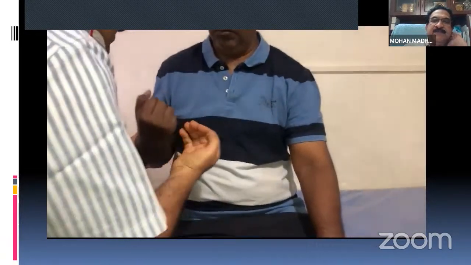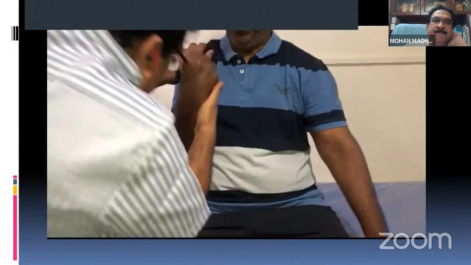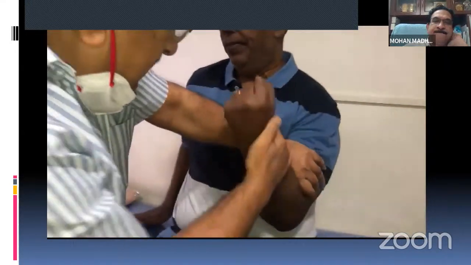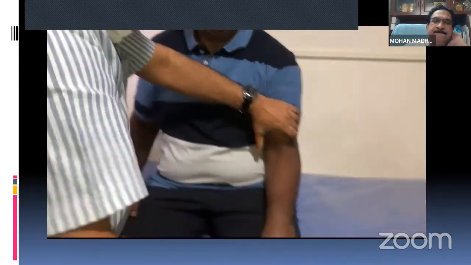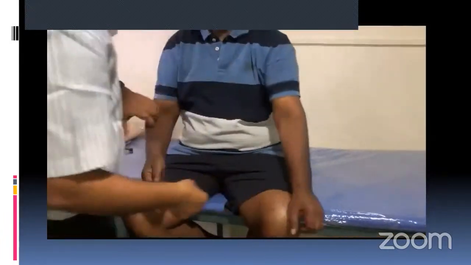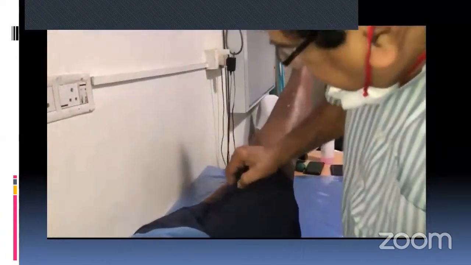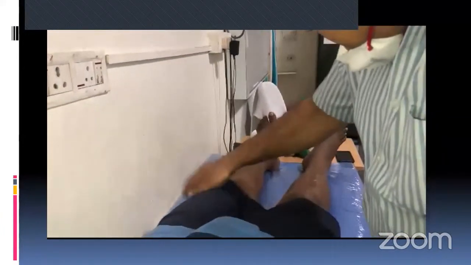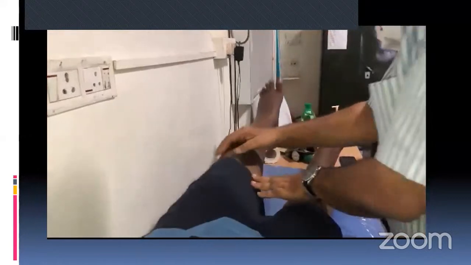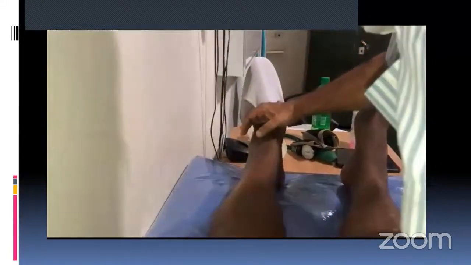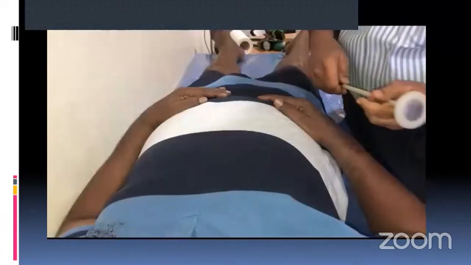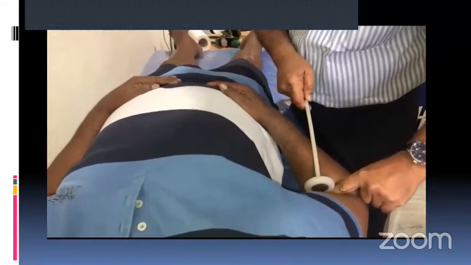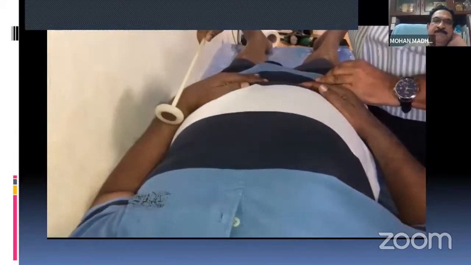Rest of the muscle power, everything was normal. Reflexes were normal in the upper and lower limbs.